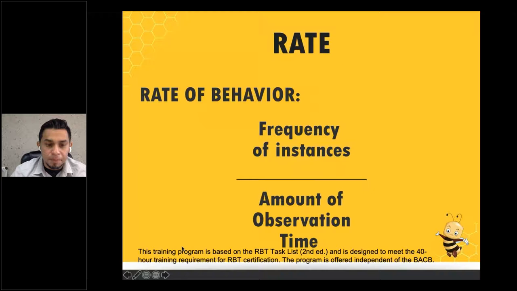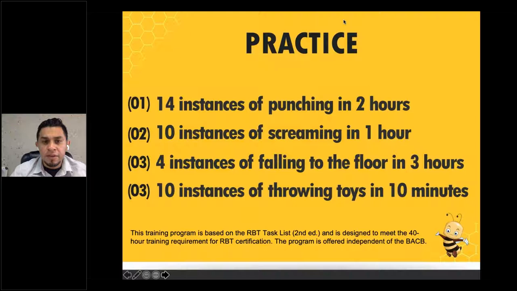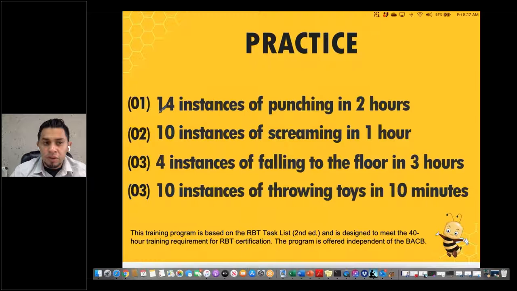So let's start with the first example. The first example has 14 instances of punching in 2 hours. Here the focal point, once again, is how many times and how long the observation time was. If you have a calculator, you can do this really quickly. I'm not that great in math, believe me. So you're going to divide 14 by 2, and I think this should be 7. Yeah, 7. I just wanted to confirm. All right, awesome. The next one has 10 instances of screaming in 1 hour. That's really simple: 10 divided by 1, and it should be 10 per hour. I forgot to put that in here. So this one is 7 per hour, and this is 10 per hour.